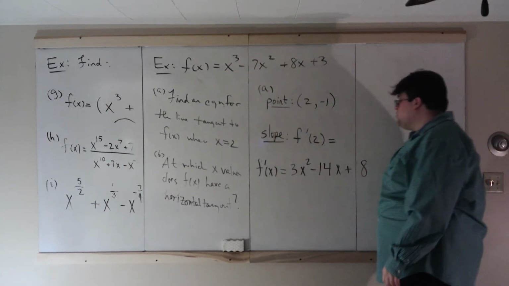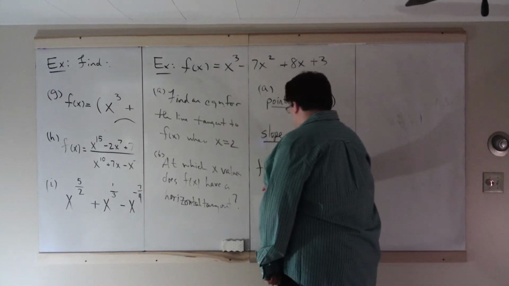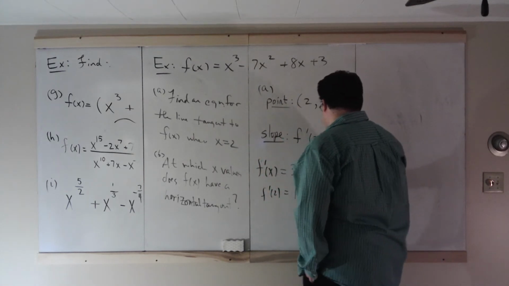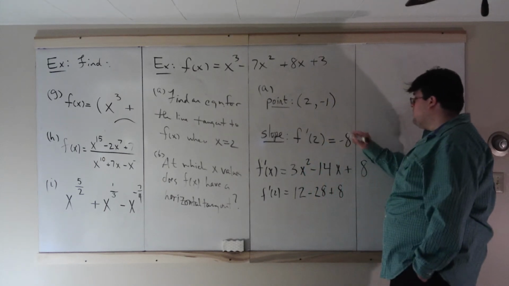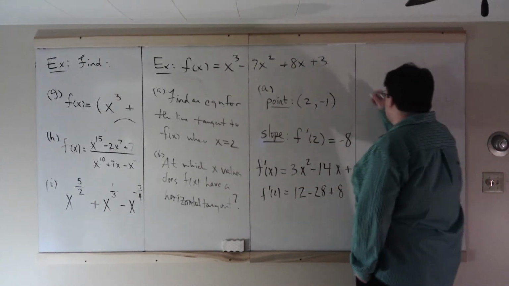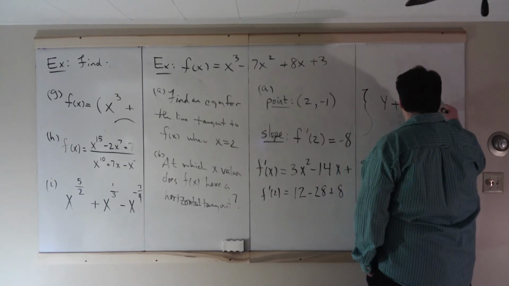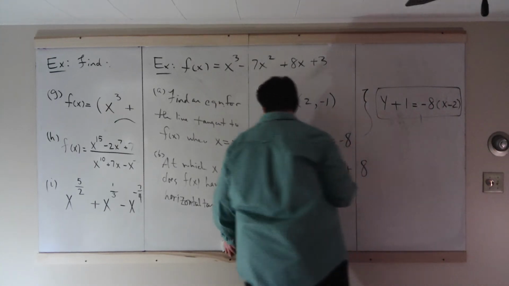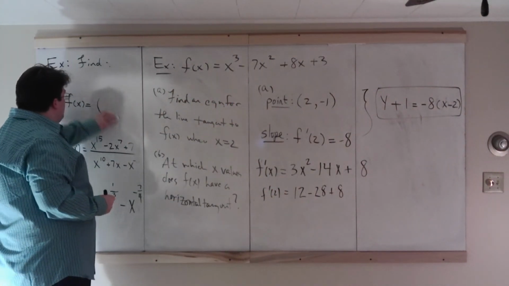And f prime at 2 equals what? Well, substitute x equals 2. Look at that. Negative 28 shows up again. F prime at 2 equals what? 3 times 4, negative 14 times 2. So f prime at 2 is 12 plus 8 minus 28. So negative 8. And now an equation for the line is y minus the y value equals slope times x minus the x value. So we needed a point and a slope. We use the function to find the point, and we use the derivative to find the slope.